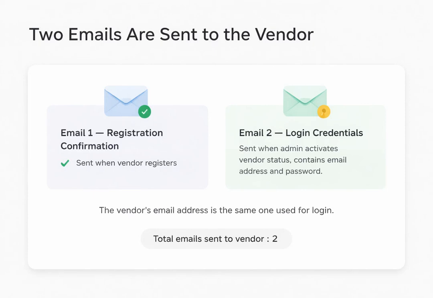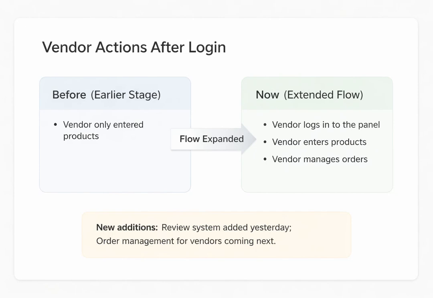Now, an important detail here: the vendor actually receives two separate emails throughout this process. The first email goes out at registration, and the second email is sent specifically when the admin activates the vendor status. That second email contains the login credentials, the email address and the password the vendor should use to log in. And of course, the email address itself stays the same. It's the one the vendor registered with, so the vendor knows exactly which email to use when logging in. Once the vendor logs in, they start entering their products into the system.